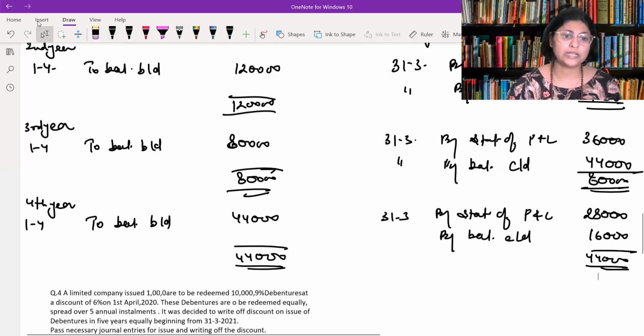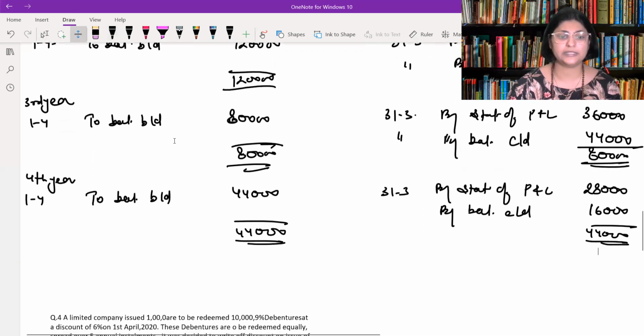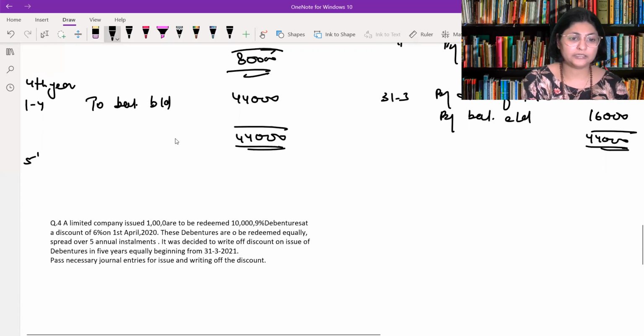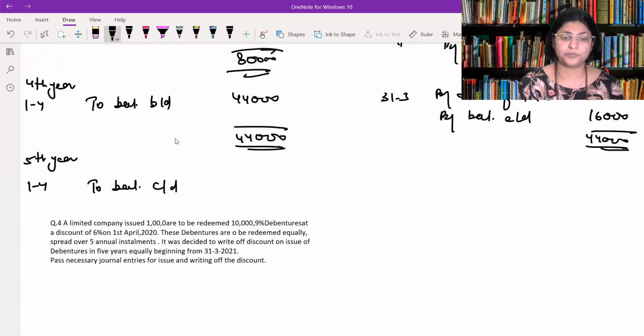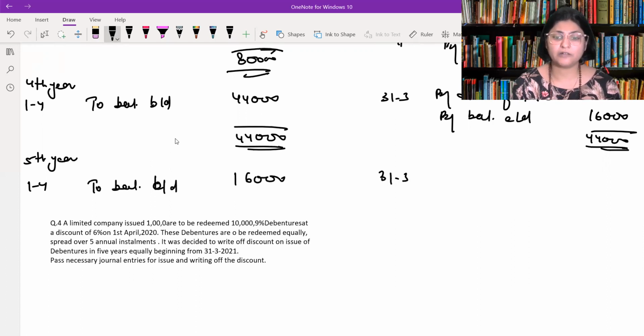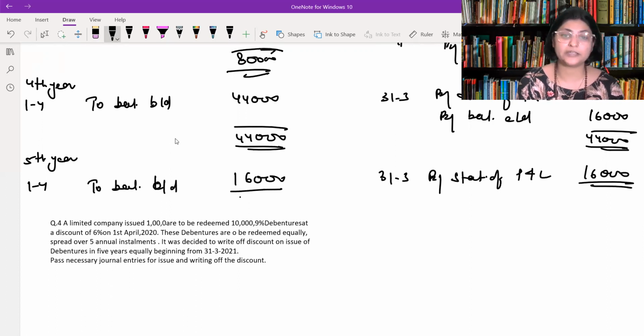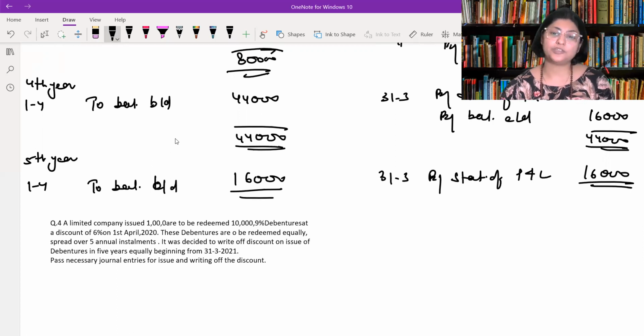Now we have reached the last year, and in the last year we will have to write off the entire amount which is left. So in the fifth year, I'm left with the balance of 16,000 rupees. Balance brought down is 16,000 rupees. On 31st of March, now I will write by statement of P&L, and 16,000 rupees will be written off. Now nothing is left to write as balance carried down, so I will just finish this account.